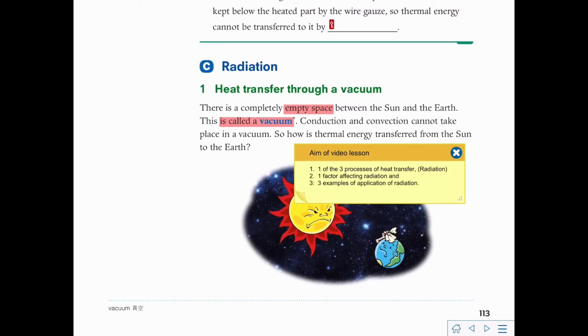Boys and girls, I'm Mr. Chow. Please have a look at the yellow box here on the screen. In this video clip, you will learn one of the three processes of heat transfer, which is radiation, one factor affecting radiation and three examples of application of radiation.